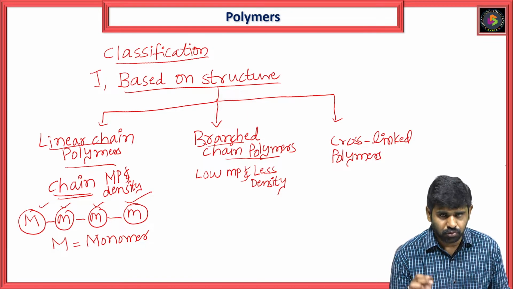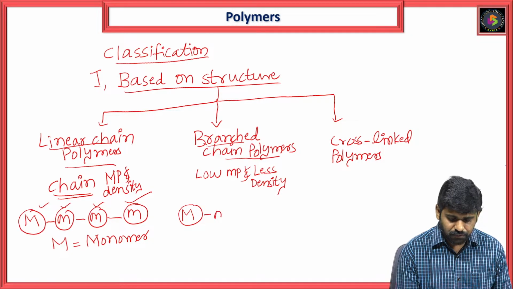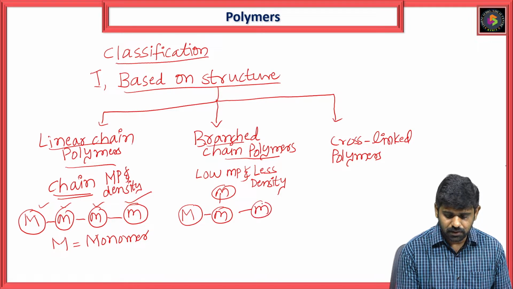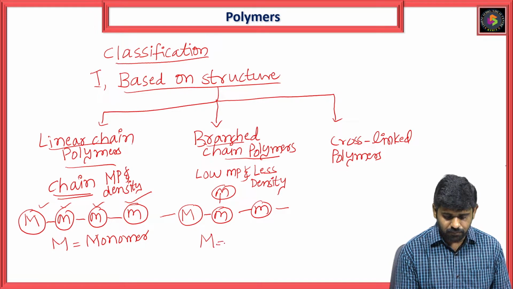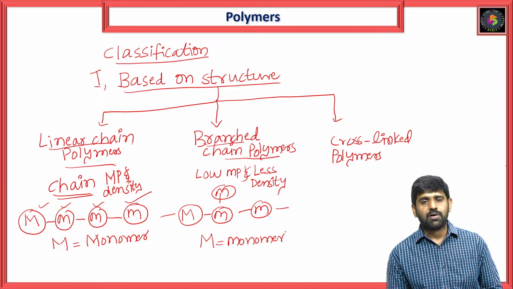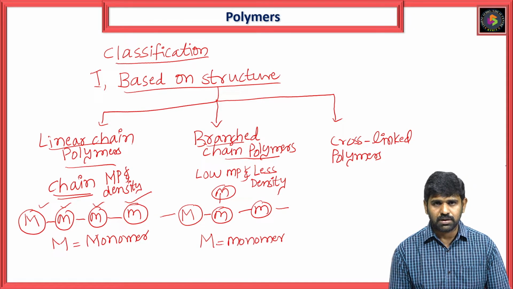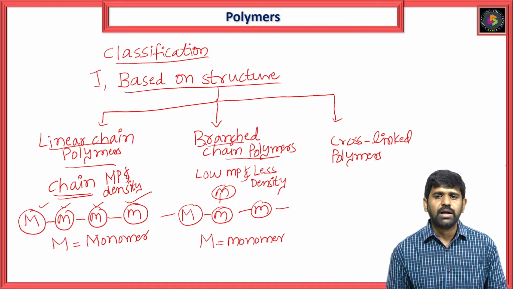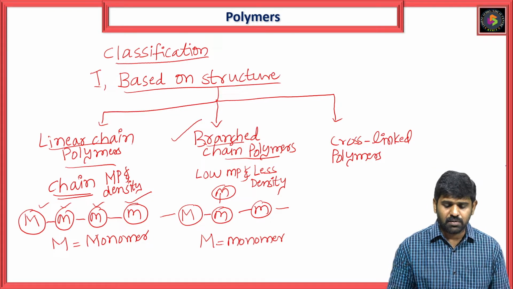Branches of monomers, where M is equal to monomer. These branched chain polymers are less tightly packed in comparison to linear chain polymers, so that's why they possess low melting point and less density. So this is about branched chain polymers.